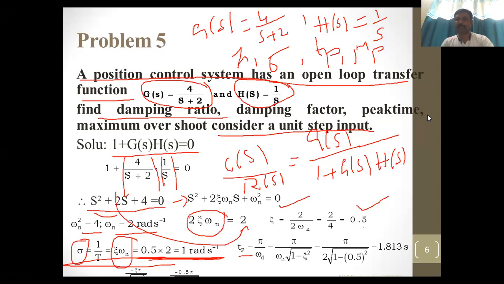This is one more candidate. Then Madhura, 19 EC 22. Yes, sir.